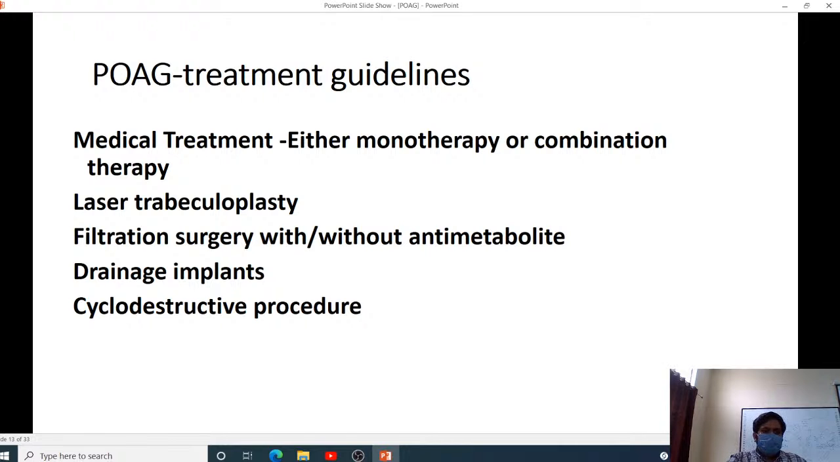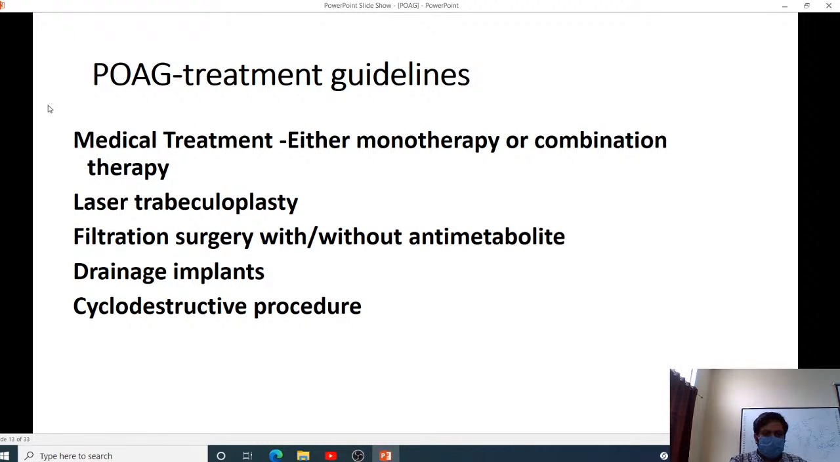So first, what are the treatment guidelines? First, you have to start with medical treatment, either monotherapy or a combination therapy. Generally, if the patient's IOP is more than 30 millimeter of mercury, you have to start with a combination, as a single drug cannot decrease that much IOP. If it is less than 30 millimeter, you can start with monotherapy. And in this order you have to go.